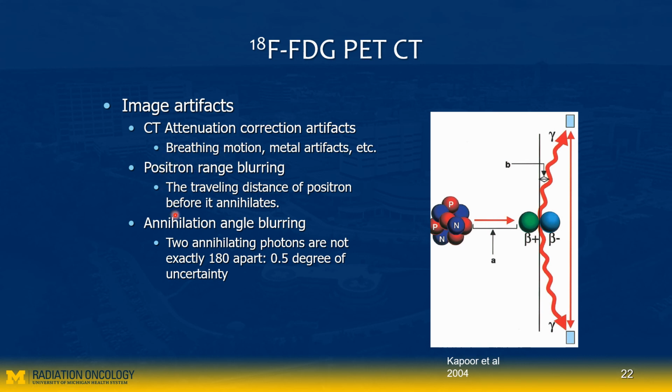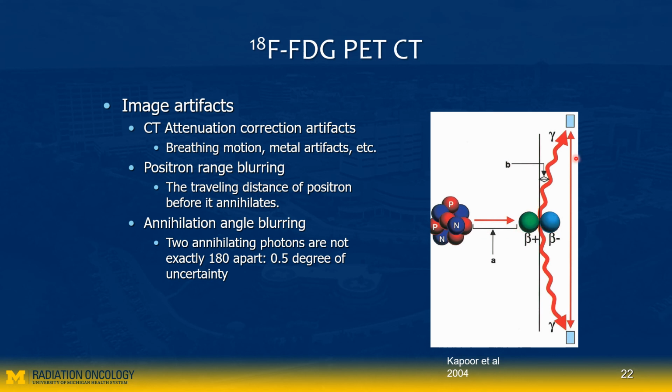And also, the next concept is very important to understand. It's called positron range blurring. Okay, so if you remember what I said earlier, this positron that's coming out of the FDG has to travel, even though it is a very short distance, before it meets an electron and annihilates. That inherent distance can cause some discrepancy between where the FDG isotope is versus where the signal originates.